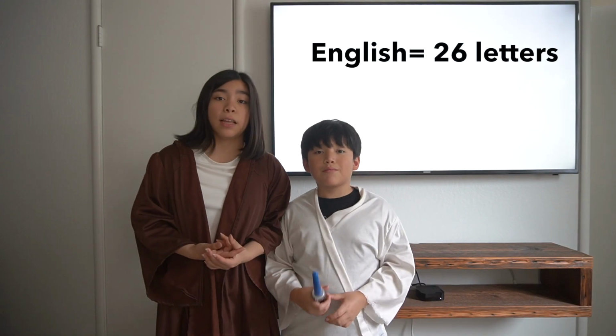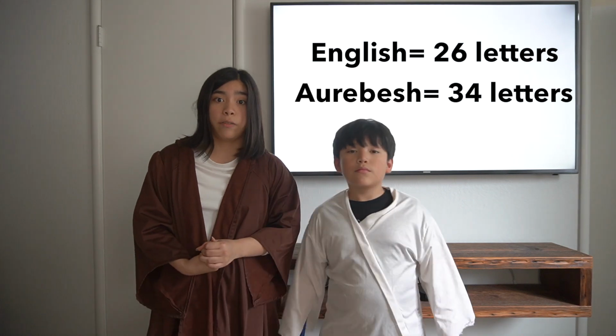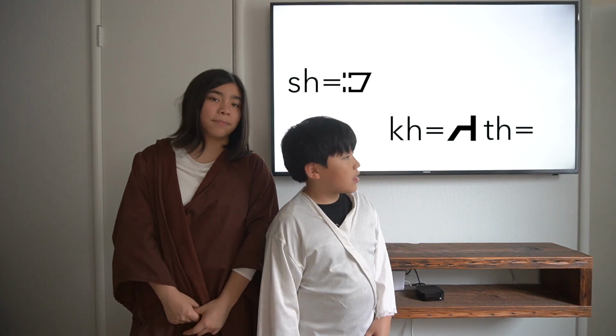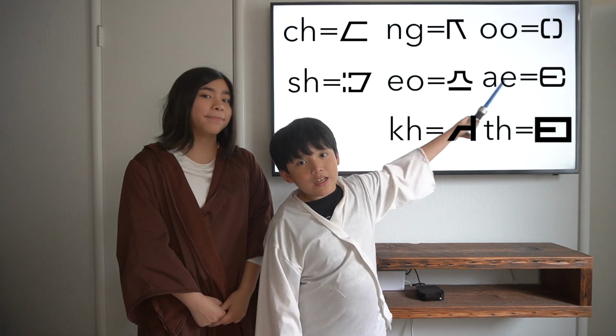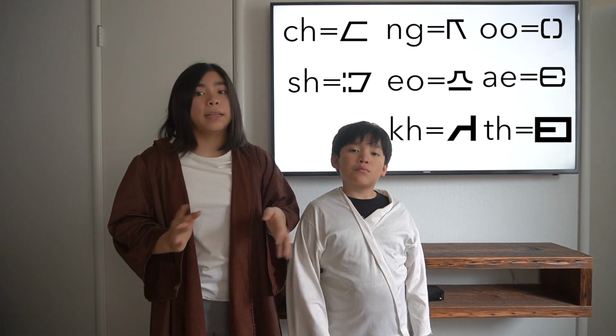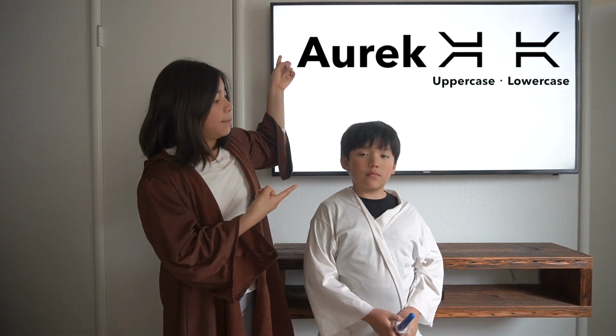There are 26 letters in the English alphabet and 34 in the Aurebesh alphabet, which means that there are 8 special characters. And those special letters represent blends, like ch, ng, and oo. Other than the blends, Aurebesh is really easy to learn because everything else is a 1-to-1 ratio. So let's start with A.